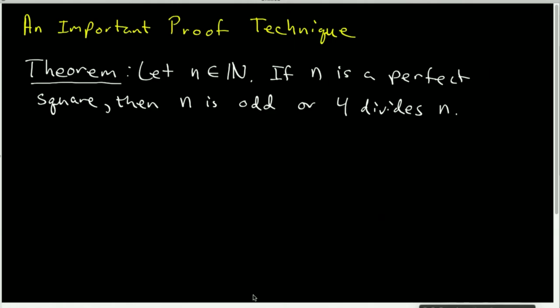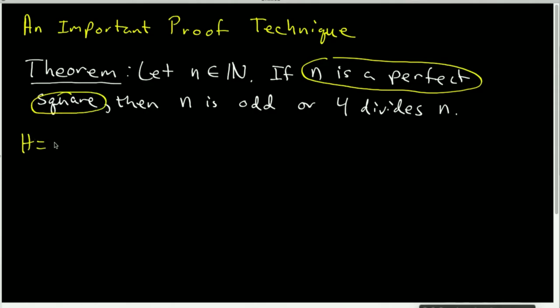Let n be a natural number. If n is a perfect square, then n is odd, or 4 divides n. And I want to start by analyzing the logical structure of this theorem. The hypothesis of this theorem is the statement, n is a perfect square. So I want to write that down.